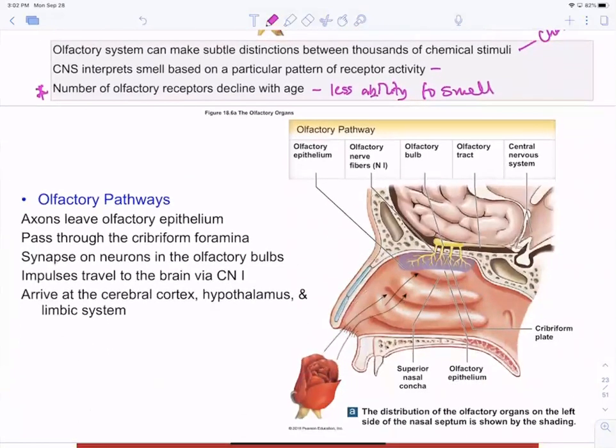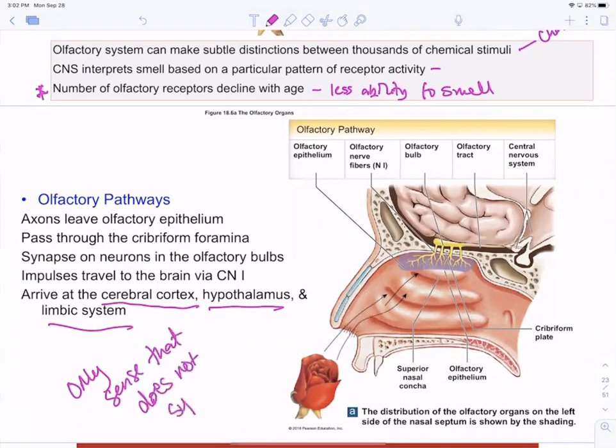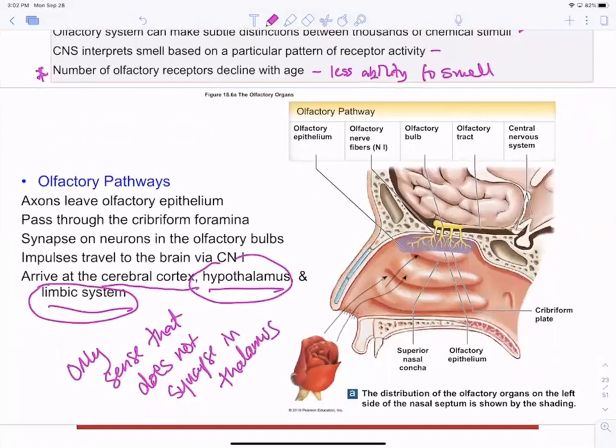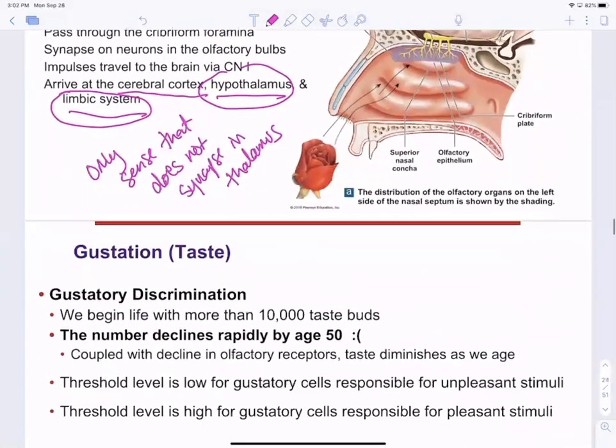Olfactory pathways pass through the cribriform foramina, synapse, and that action potential then arrives at the cerebral cortex, hypothalamus, and limbic system. So this is the only sense that does not synapse in thalamus. It goes more to your emotional brain. We have a lot of physiological responses to smell. In part, it doesn't really get filtered at all. It goes straight to our emotional brain.